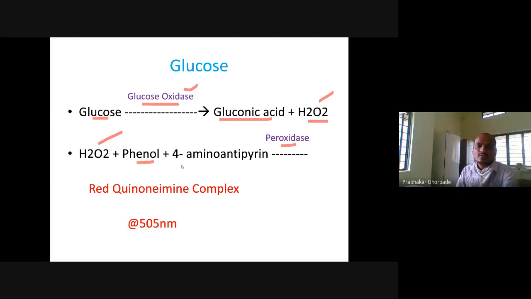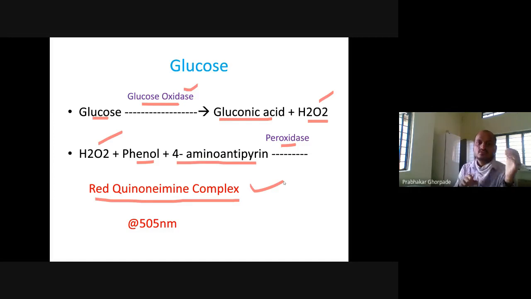Now this hydrogen peroxide which is formed, we react with phenol plus 4-amino antipyrine. If you react this H2O2 with phenol and 4-amino antipyrine, with the help of peroxidase, it gets converted into a red quinoneimine complex. So we get color again, here a red color. And why do we get that color? Because there is glucose.